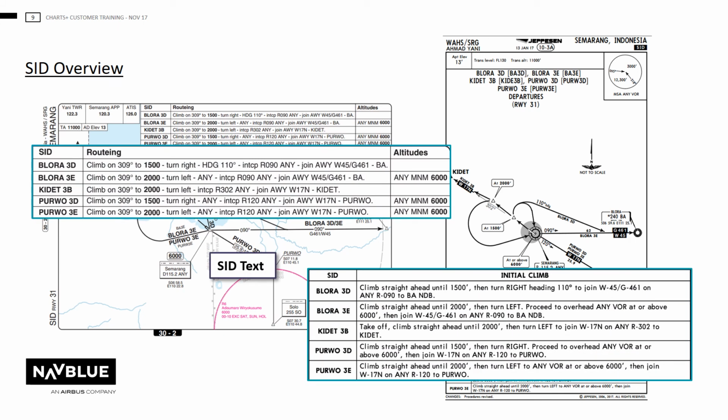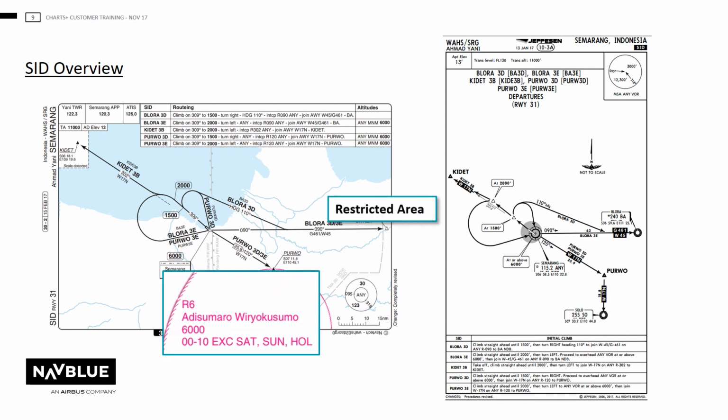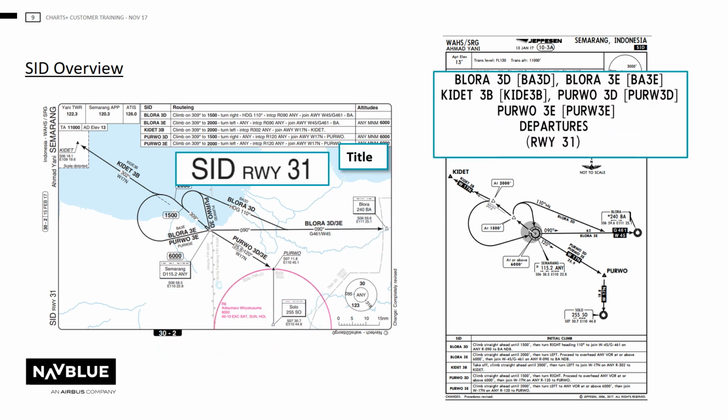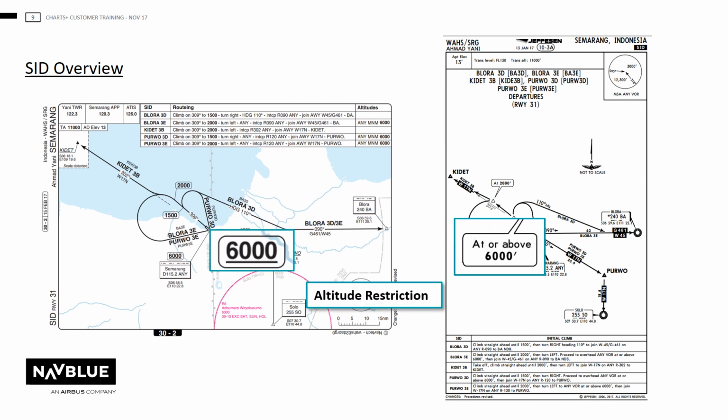NavBlue will present altitudes within the SID text description for that routing. As previously mentioned, restricted, danger and prohibited areas will only be shown when they penetrate a procedure. If all procedures from a runway are shown, then NavBlue will call the chart SID runway 31 instead of highlighting every procedure name. For an at or above altitude, NavBlue will show the altitude with a line underneath it.